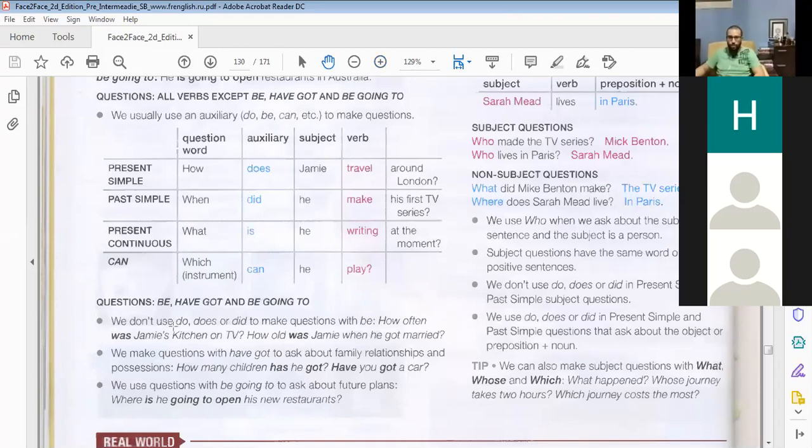We don't use do, does, or did to make questions with be. All right, so I like to use this little metaphor. I always try to tell students that do, does, and did, think of them as Real Madrid, and verb to be, think of it as Barcelona. They'll never be friends. No matter how many matches they play together, you'll never find them together. Do you get the idea? They don't come in the same sentence.